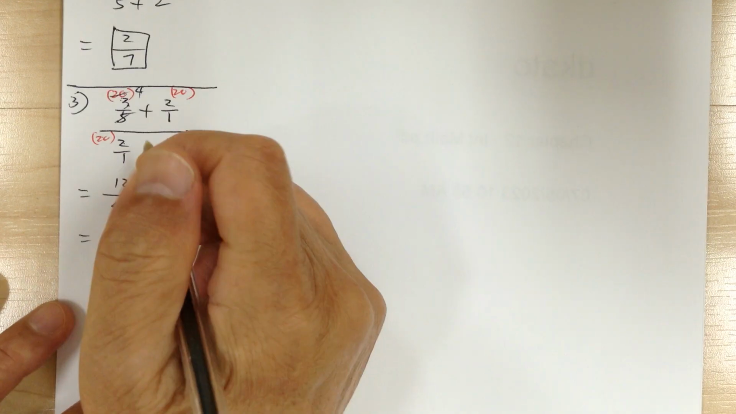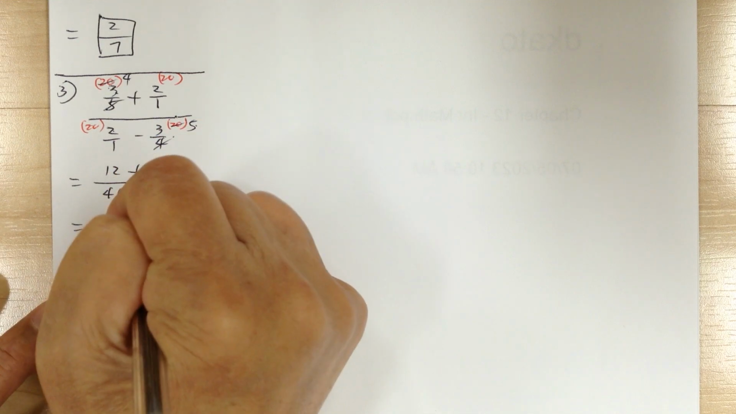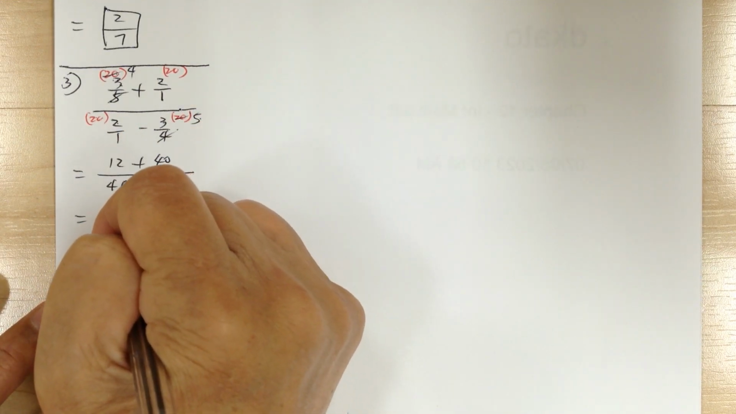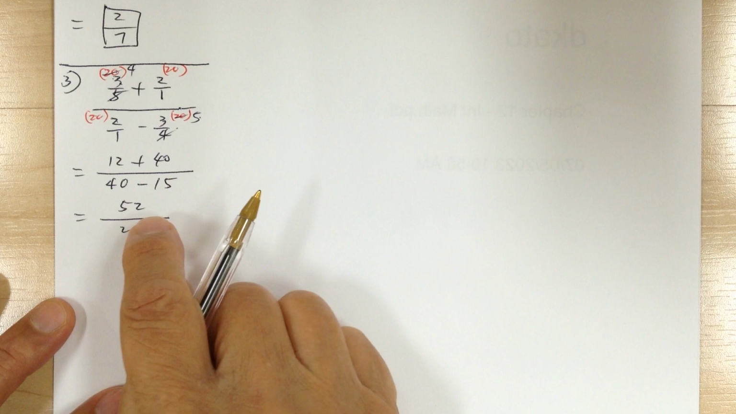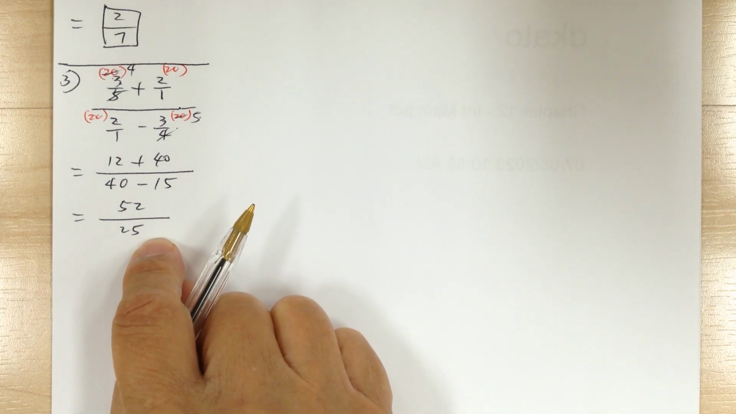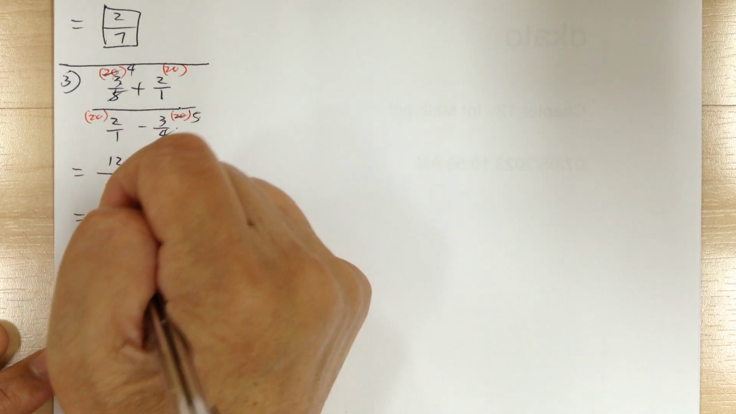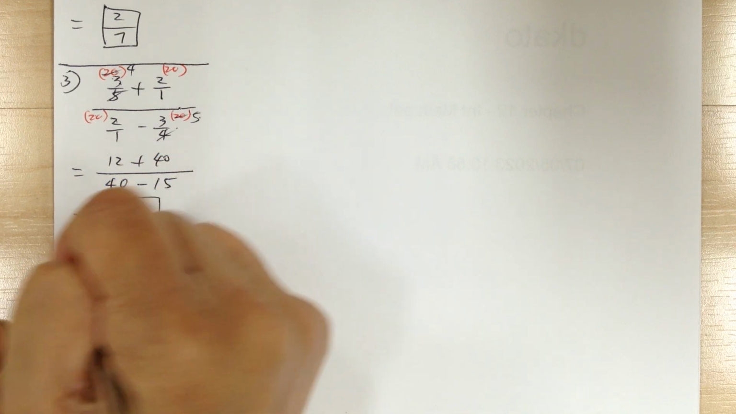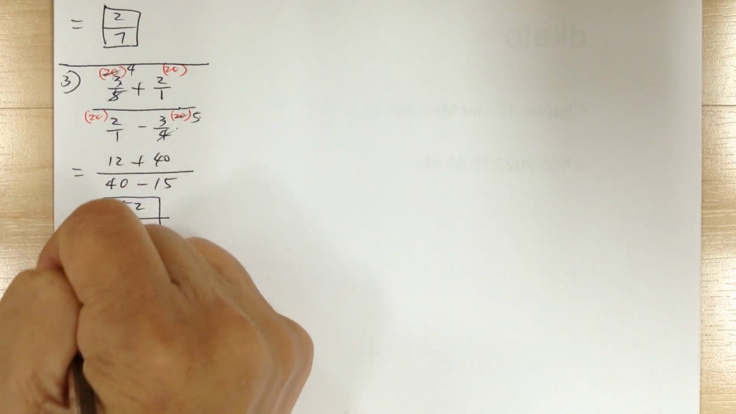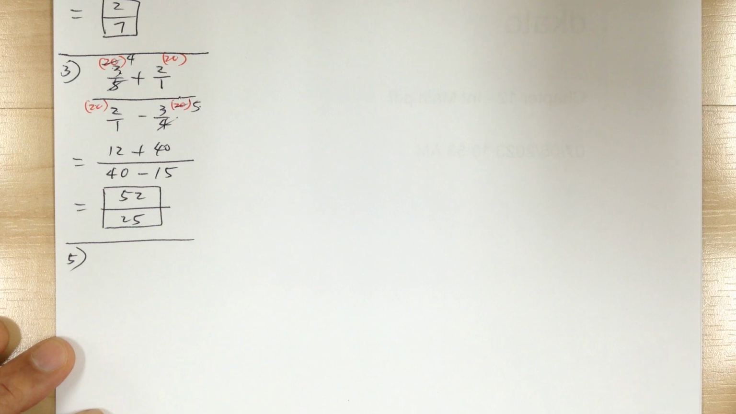Then after that you can go and simplify. So this would be 52, and this would be 25. And you also need to check if you can simplify. Okay? And leave your answer as an improper fraction. Okay? Don't waste your time trying to make it into a mixed number.